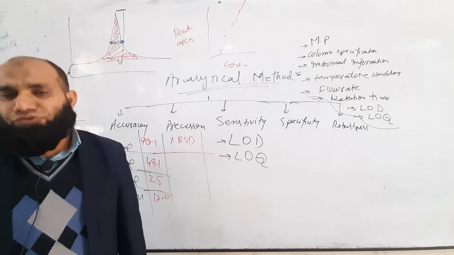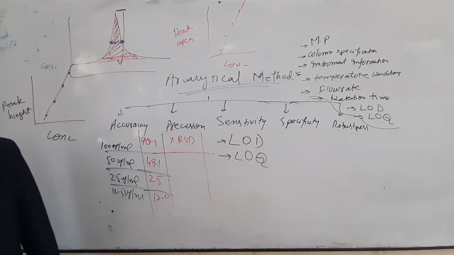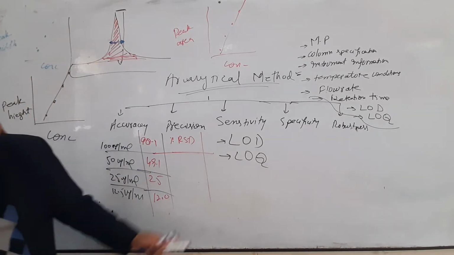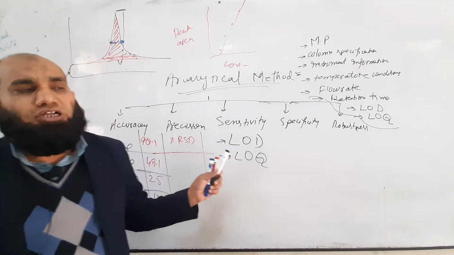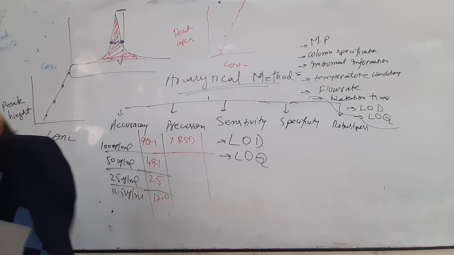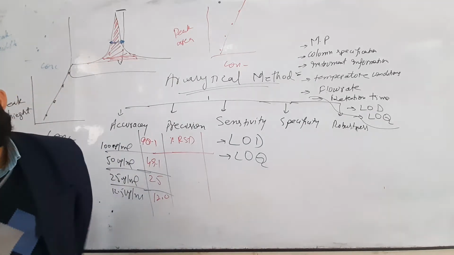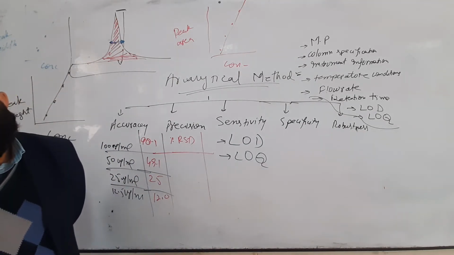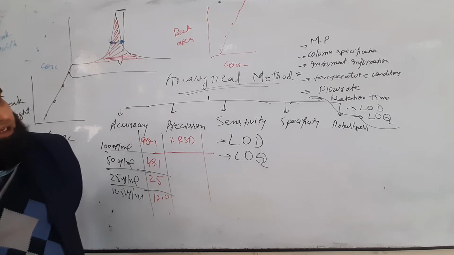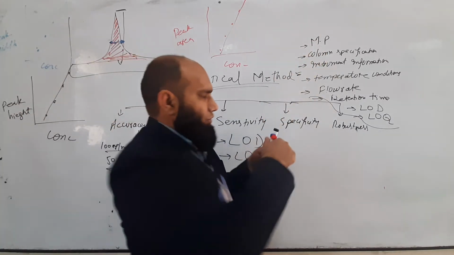And what is limit of quantification? Quantification is the peak area which we are getting by using the different calculations. So limit of quantification and limit of detection are the more important parameters in the case of sensitivity, where we check whether our method is sensitive or not. So specificity and robustness are basically those parameters where we want to create some variations. For example, we are getting these results by using the mobile phase, methanol and water.